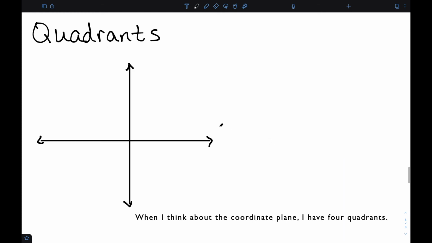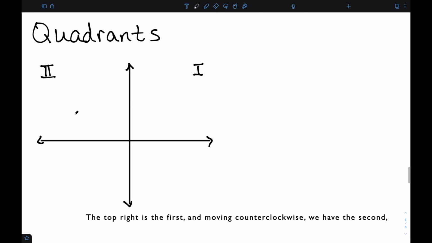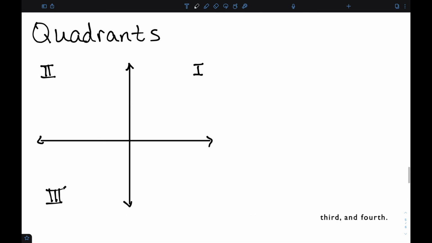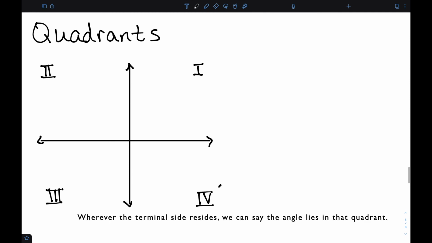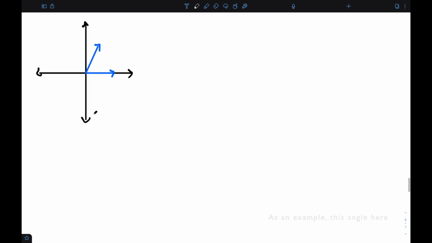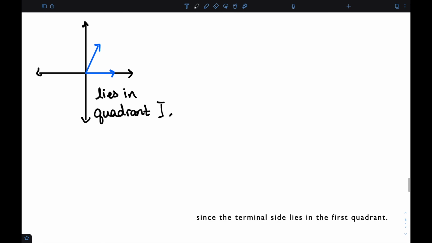When I think about my coordinate plane, I have 4 quadrants. The top right is the first, and moving counterclockwise, we have the second, third, and fourth. And we can define angles by their quadrants as well. Wherever the terminal side resides, we can say the angle lies in that quadrant. As an example, this angle here, we can say lies in quadrant 1, since the terminal side is in the first quadrant.